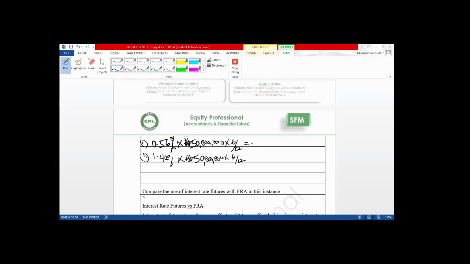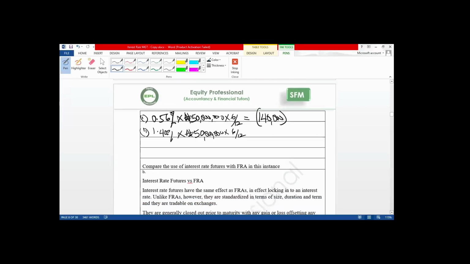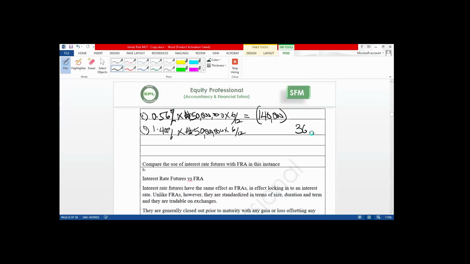All right. For scenario 1, 140,000. 140,000 negative, to reduce the amount I've paid. Scenario 2, what do you have? 360,000. Additional payment to be made. Now, net interest cost. Net interest cost.